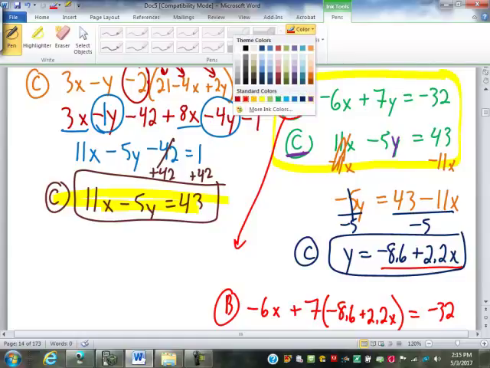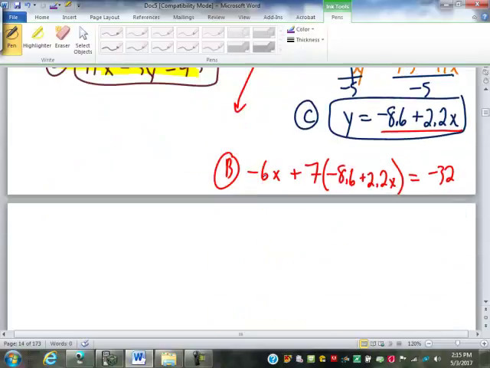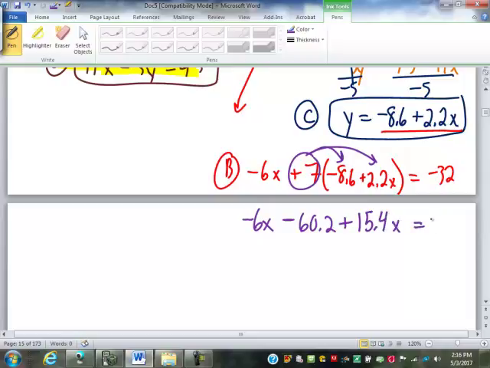Now this is going to get a little ugly here because we got some decimals, but not too bad. So we've got negative 6x isn't going to change, but we've got 7 times a negative 8.6. What's that give us? Negative 60.2. Good. And then 7 times 2.2x? 15.4. 15.4x. Good. That equals the negative 32.